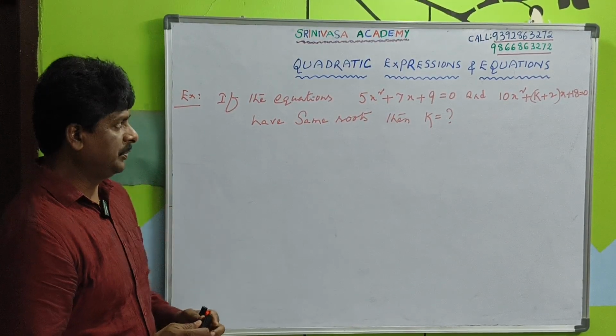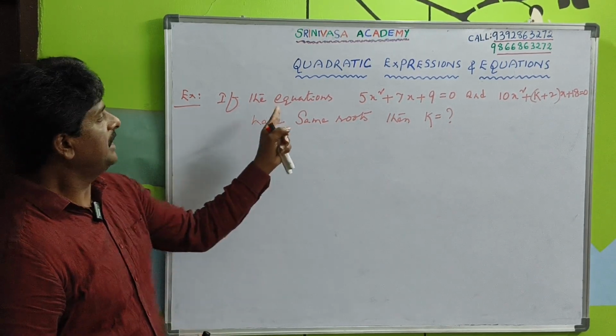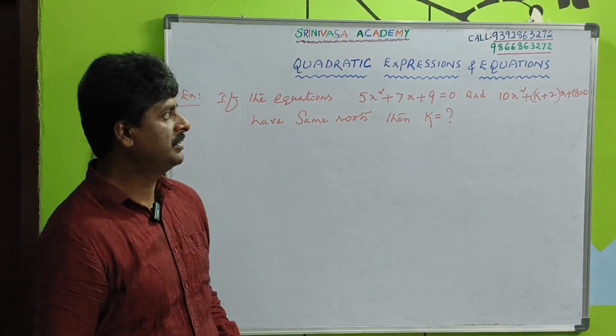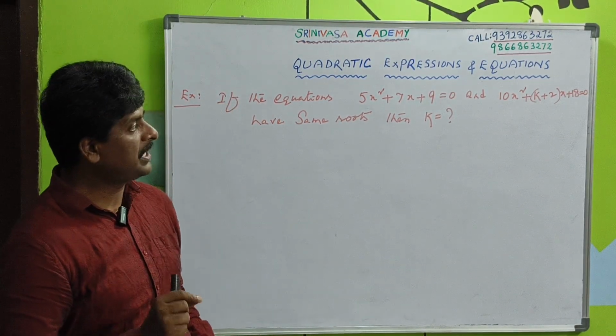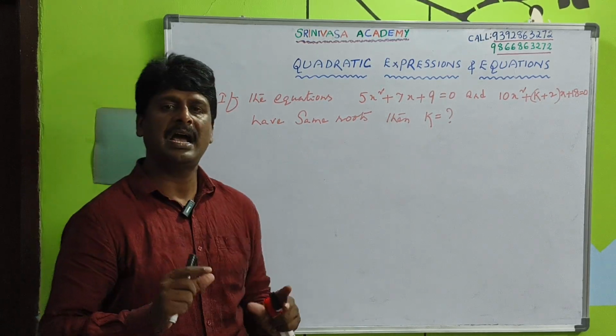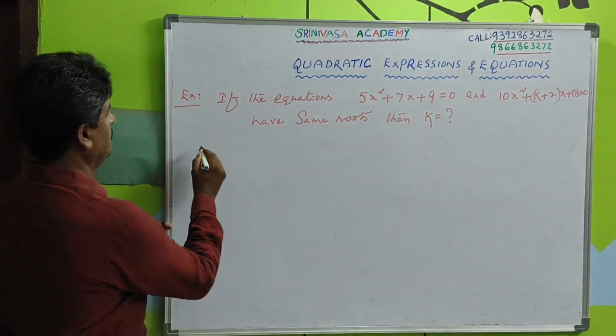See one example related to 2 roots in common. If the equations 5x square plus 7x plus 9 is equals to 0 and 10x square plus (k plus 2) of x plus 18 is equals to 0 have same roots, then k is equals to how much?